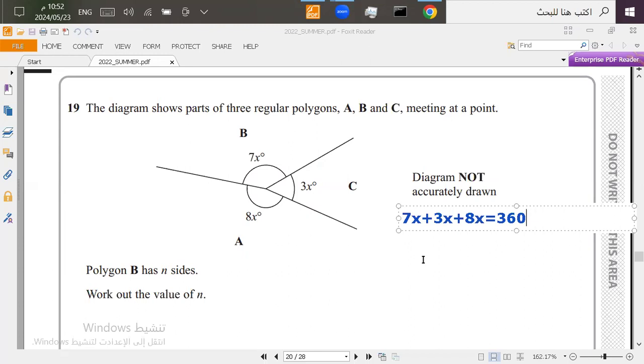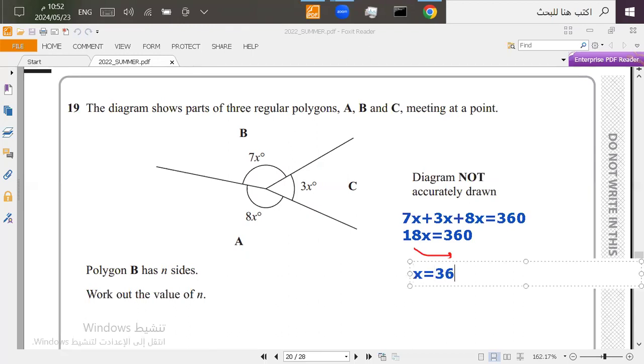This is the first step of finding the value of x. Now, 7 plus 3 is 10. 10 plus 8 is 18. So 18x equals 360. Now, I'm going to take the 18 to the other side by dividing. Because it's multiplied, I'm going to take it by dividing. So x equals 360 divided by 18. And the answer is 20.